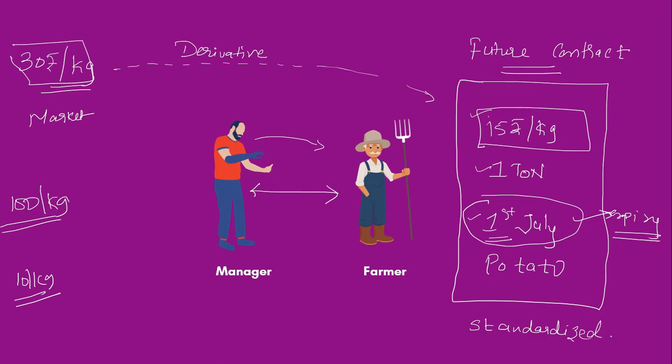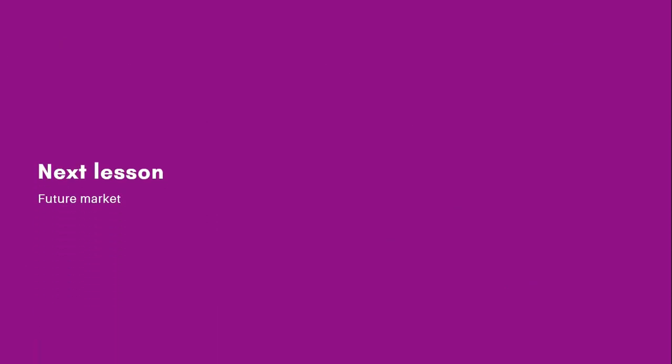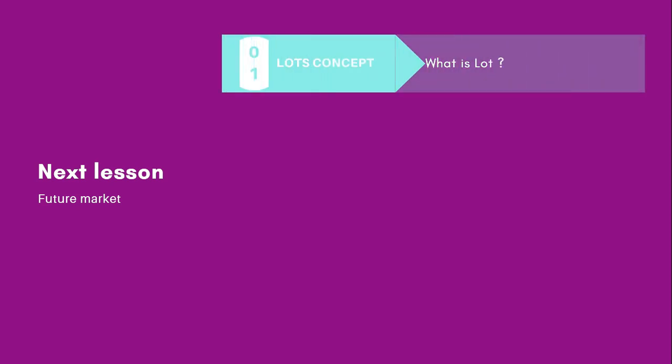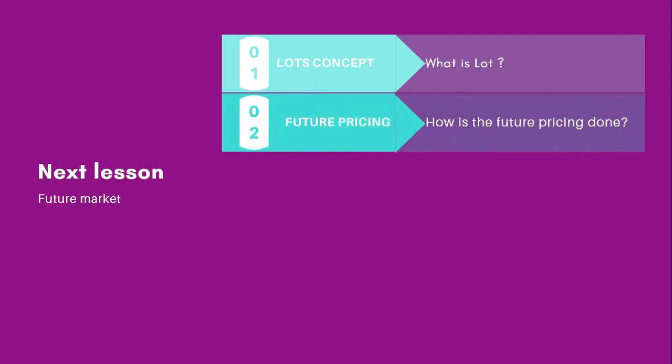So on similar grounds, the Indian futures market works. So this was a brief hypothetical example to make you understand how the Indian futures market works. In the next lesson, we are going to talk about the Indian futures market in detail. We are going to talk about popular terms like the lot concept, what is a lot, and then we are going to talk about futures pricing, how futures pricing is different from equity pricing, or basically how futures pricing is derived from equity pricing and why it is called a derivative.